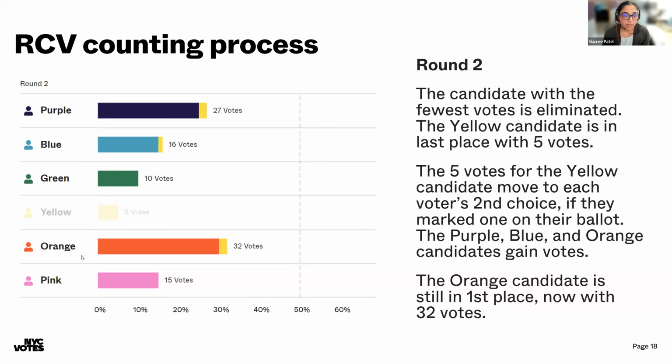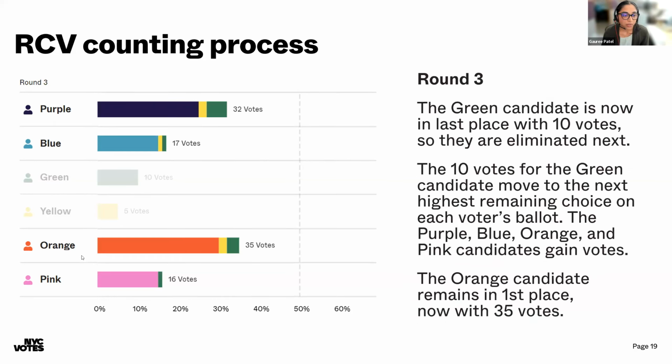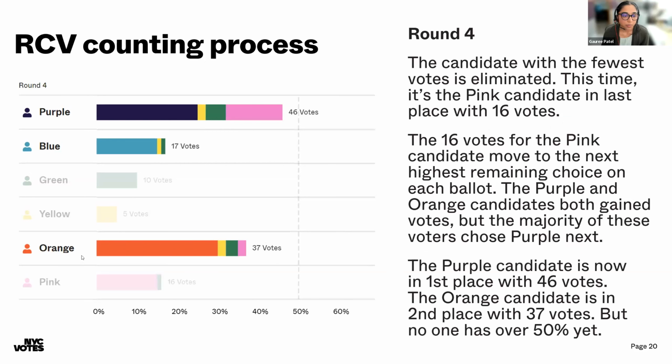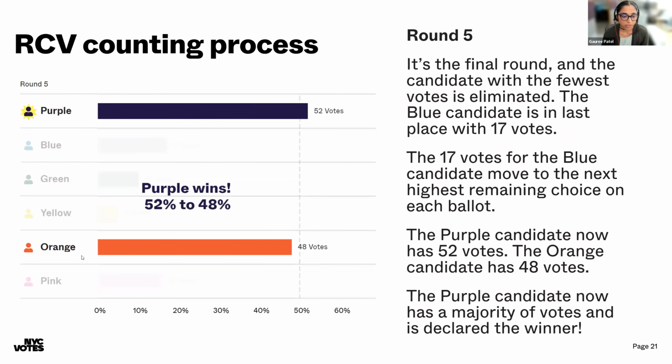This process then continues. So we'll take a look at the results in the second round and notice that the green candidate is now the lowest, the candidate with the lowest numbers of votes. And so those votes will then go to the next highest ranking, so on and so forth until one candidate meets that 50% majority and wins the election.